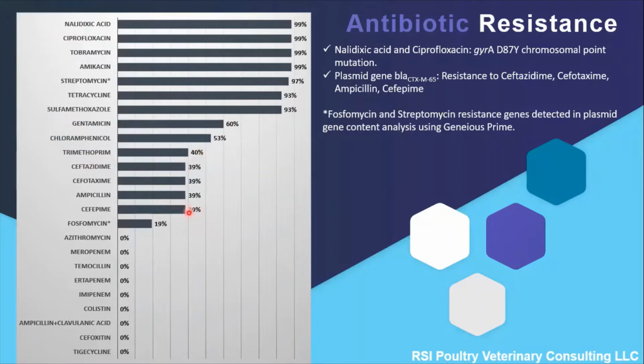39% of the isolates were resistant to beta-lactam antibiotics, and this resistance is associated to the presence of the blaCTX-M-65 gene in the plasmid, and 19% of the isolates were resistant to fosfomycin.